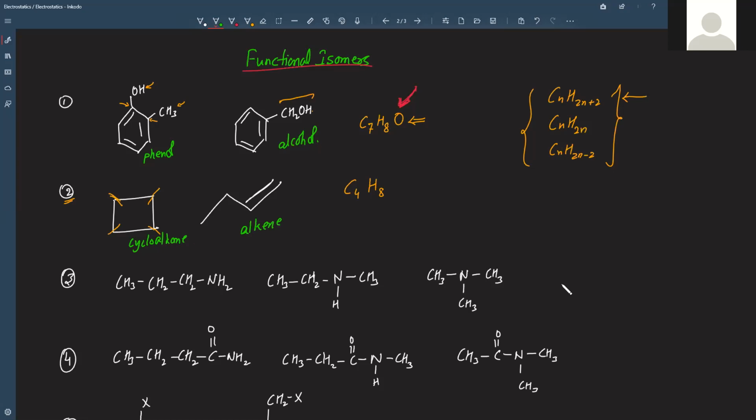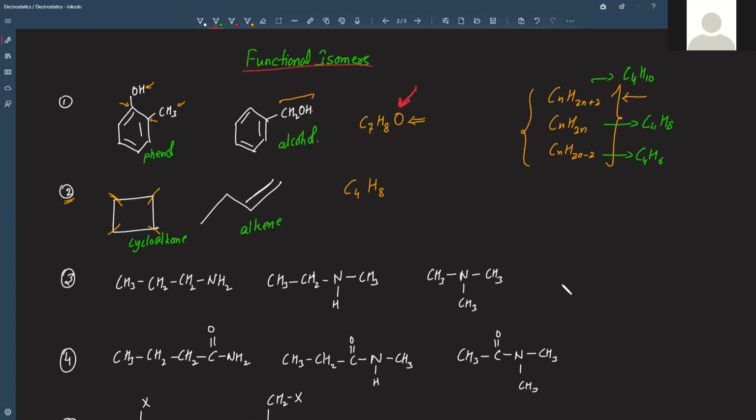So C4H10 will be alkane, if it is CnH2n plus 2. Say if it is C4, it will be C4H10, that is 2 into 4 plus 2. But in this case it will be just H8. And if it is 4 carbon in the alkyne, hydrogen will be just 6.